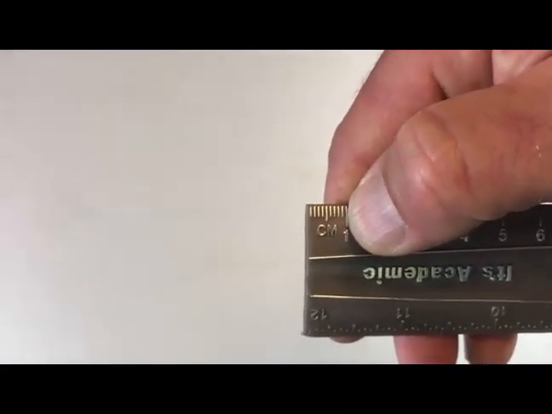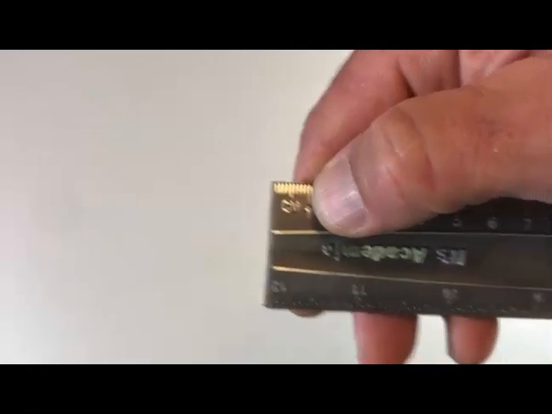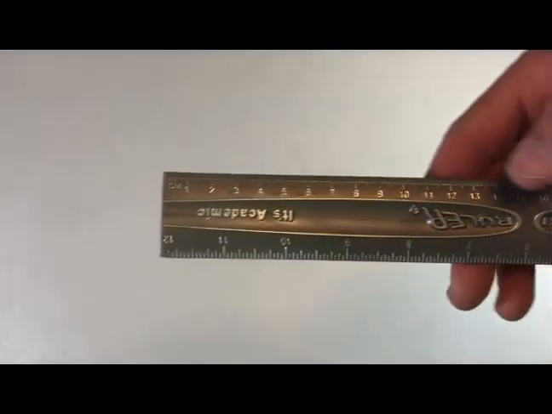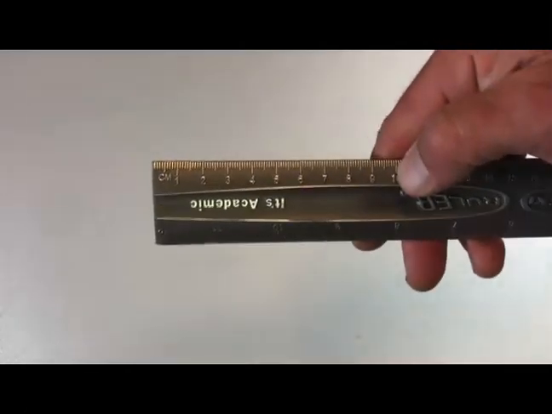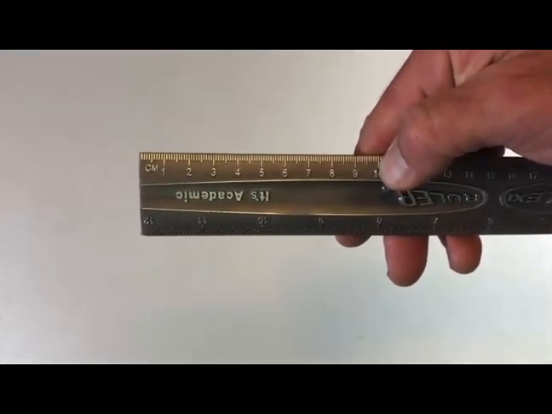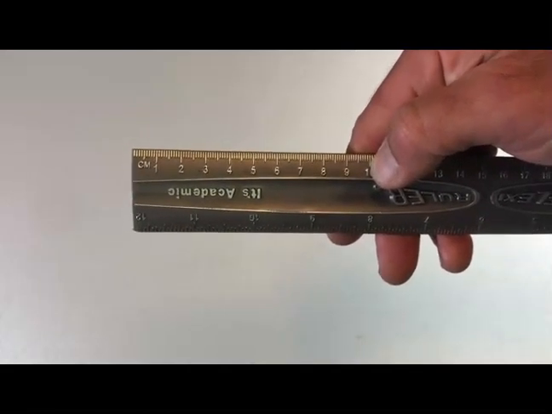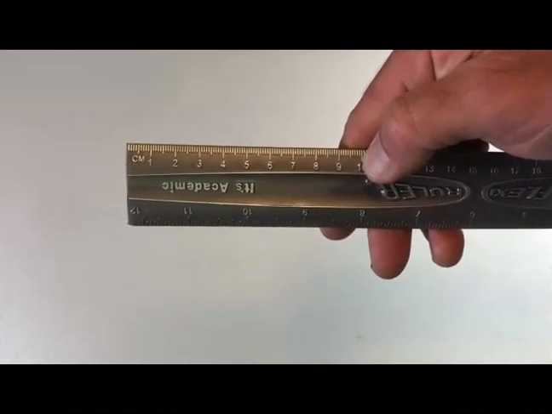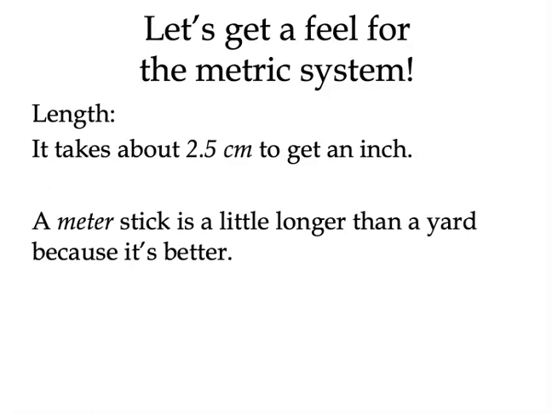So it takes 10 millimeters to get up to 1 centimeter, 10 centimeters to get up to what's called a decimeter. And then if you put 10 of these together, then you'll get that meter or meter stick, not a yard stick. A meter stick is longer than a yard because it's better, but it's very roughly equivalent.